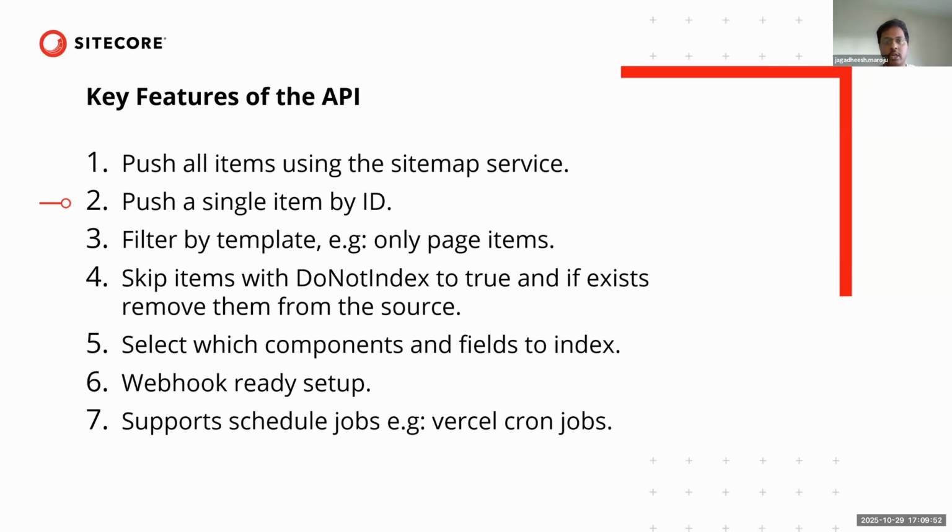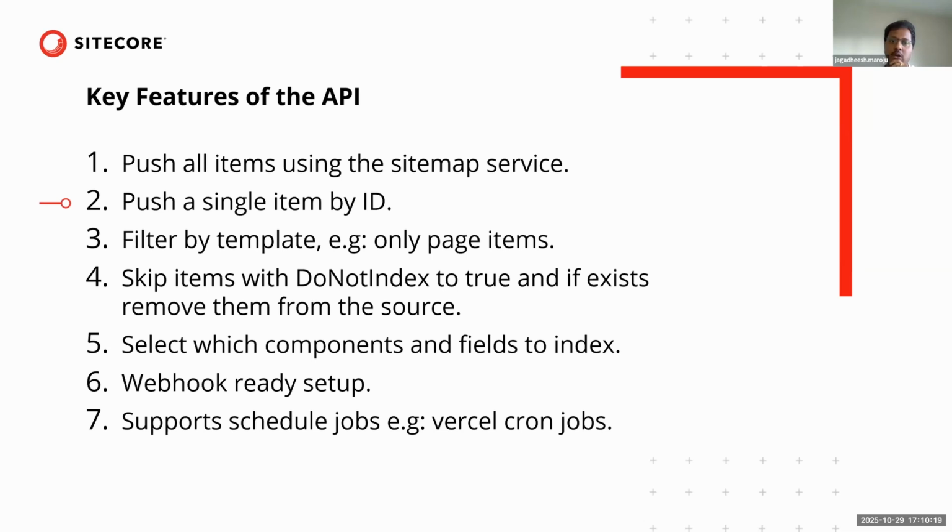Let's say when a content editor changes something and we publish that content, as and when it reaches Experience Edge, we can configure this API as an Experience Edge webhook so that it picks up that item ID and triggers that webhook with this API. The webhook itself then takes care of indexing the updated content.